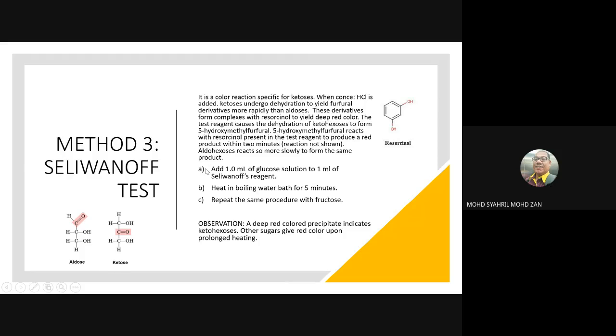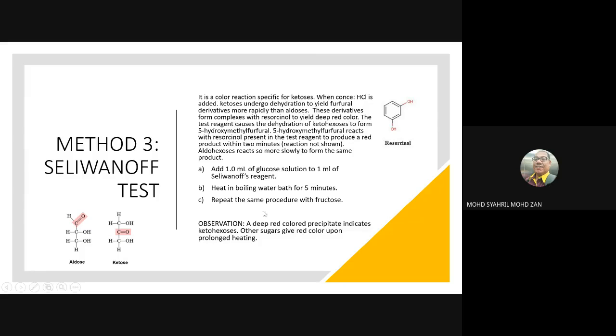Okay. So A, B, and C is the procedure, same as our manual. Okay. So expected result from here, you can get deep red for ketohexose, ketone 6 carbon ring hexose. So other sugar macam aldose hexose kita dapat juga, tapi kita kena prolong the heating. Kita panaskan dengan lama sedikit. Tapi warna dia bukan deep red, lebih kepada red.